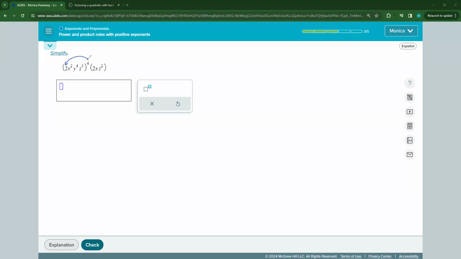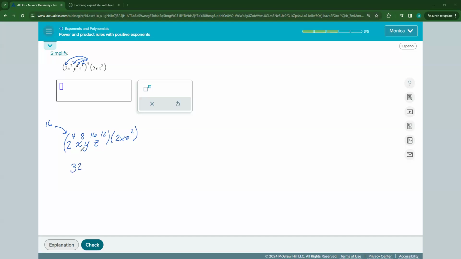All right, so I'm going to distribute my 4 to all of these exponents. Okay, so it's going to be 2 to the 4th, x to the 2 times 4, which is 8, y to the 4 times 4, which is 16, z to the 3 times 4, which is 12. That's the first group. And the second group just has a 2xz squared. So 2 to the 4th, if I want to think about that, that is 16. 16 times 2 is 32.